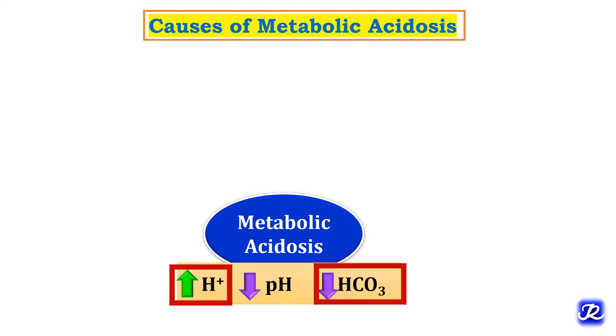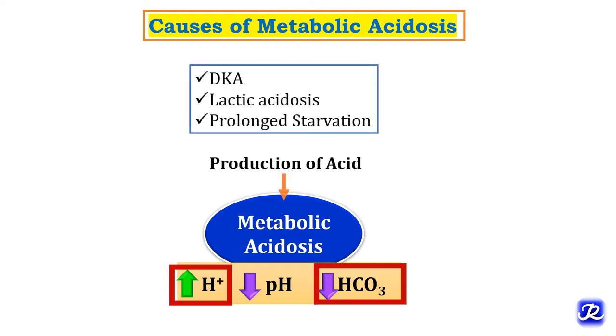The first cause is increased production of acid, and this occurs in conditions like diabetic ketoacidosis. In diabetic ketoacidosis, there is overproduction of ketone bodies which are acidic in nature, like acetoacetate and beta hydroxybutyrate. In lactic acidosis, there is increased production of lactic acid. In prolonged starvation also, there is production of ketone bodies. So increased acids in the body will result in increased utilization of bicarbonate for neutralization of hydrogen ions, so it will ultimately lead to metabolic acidosis.